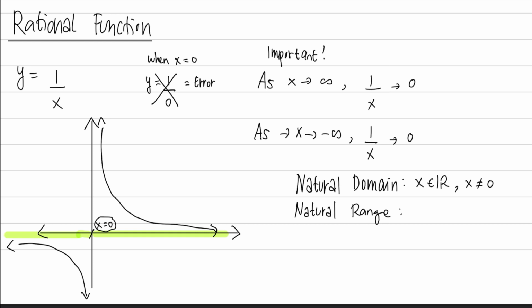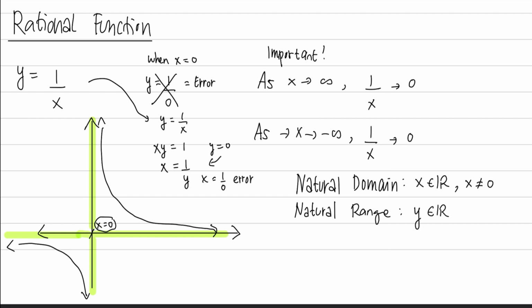How about range? It's the same thing. The range looks like the graph goes up forever and goes down forever, but the graph will never touch y equals 0. Why? Because we can rearrange this function y equals 1 over x, and then multiply both sides by x, becoming xy equals 1, and then x equals 1 over y. The same thing. You substitute y equals 0, your x will be 1 over 0, which is once again an error. Means that the natural range in this case is y real numbers, but y cannot be equal to 0.